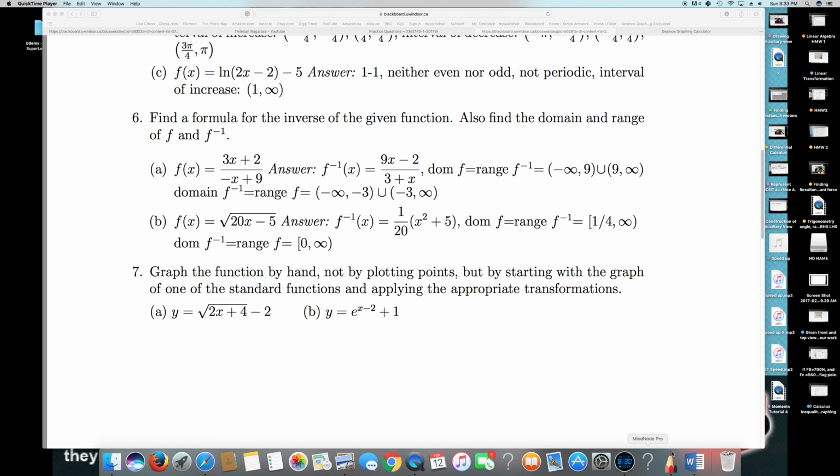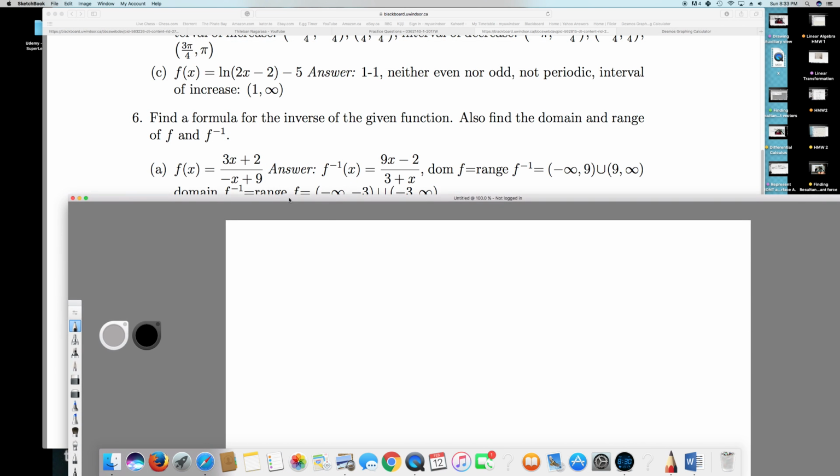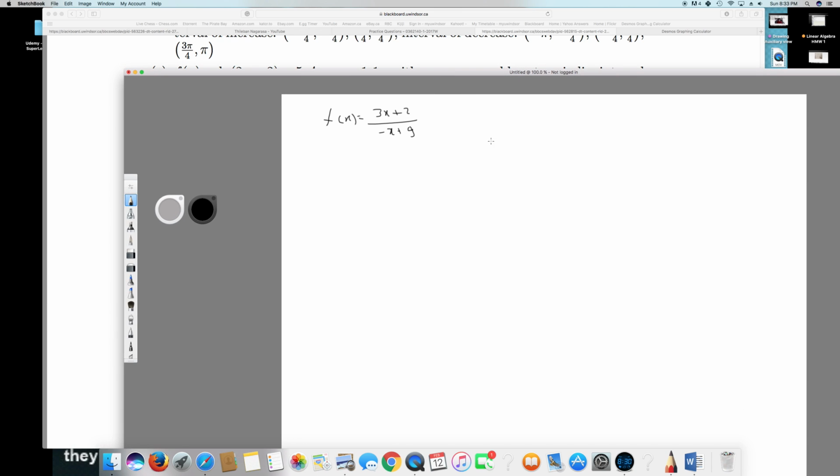So first of all, if we have this kind of question, let's find the inverse first. So f of x is given. It's equal to 3x plus 2 over minus x plus 9. So how to find the inverse of this? To find the inverse, I put y instead of f of x because both of them are the same. So y is equal to 3x plus 2 over minus x plus 9.